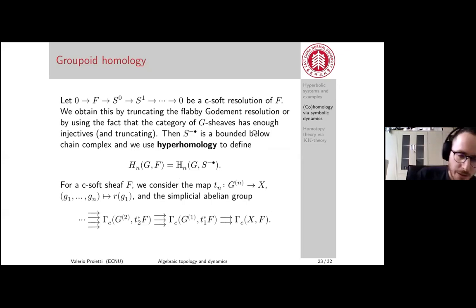All right, under a certain assumption of finite cohomological dimension that we definitely have over the unit space, we can take a C-soft resolution of F, and our assumption that the cohomology is bounded tells us that the resolution ends on the right, so it's not open-ended. And of course we can do it. So how do we obtain this resolution? Well, we can truncate the canonical flabby Godement resolution, or more abstractly, we just know that the category of G-sheaves has enough injectives and we can truncate. In a sense, the Godement way is a way of showing that we have enough injectives.